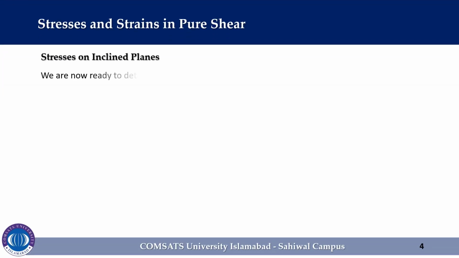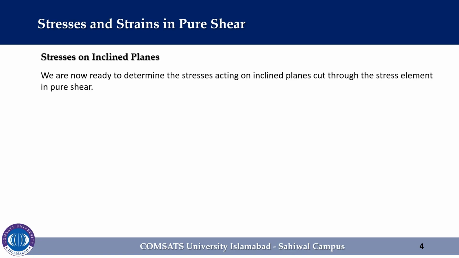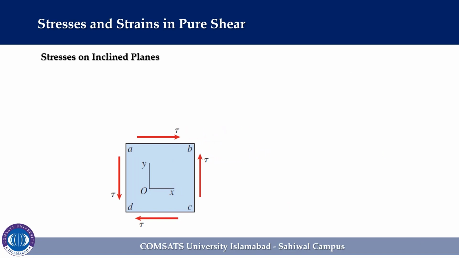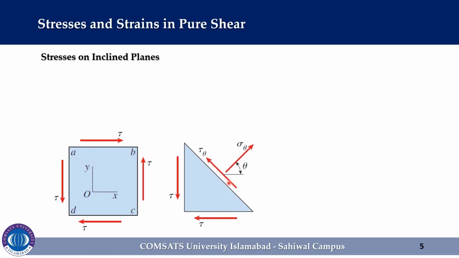Stresses on inclined planes. We are now ready to determine the stresses acting on inclined planes cut through the stress element in pure shear. For this, a two-dimensional view of the stress element is shown in the figure here. We usually draw a two-dimensional view for convenience, but we must always be aware that the element has a third dimension, that is thickness, perpendicular to the plane of the figure. We now cut from the element a wedge-shaped or triangular stress element having one face oriented at an angle theta to the x-axis. Normal stresses and shear stresses acting on this inclined face are shown in their positive directions in the figure.